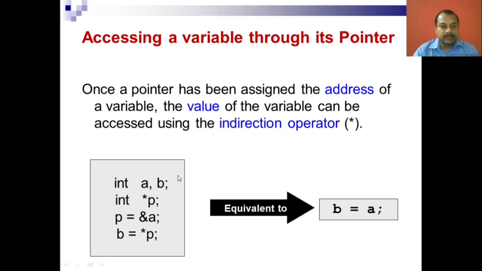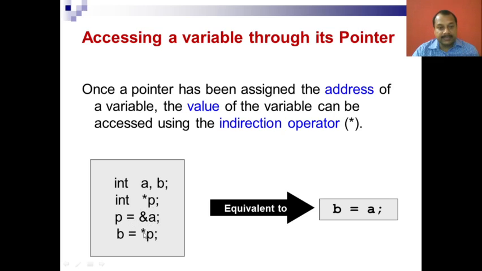Okay, so here is the situation: int a comma b, int star p, p equals ampersand a, b equals star p. So I am declaring two variables a and b, and then I am declaring one pointer variable p. By this time, you know, if I wish to declare one pointer variable, then I have to give star. So that is the basic difference between a, b and p. This indicates to the compiler that a and b are two integer variables, whereas for star p, p is a pointer variable. So p will be assigned p equals ampersand a.